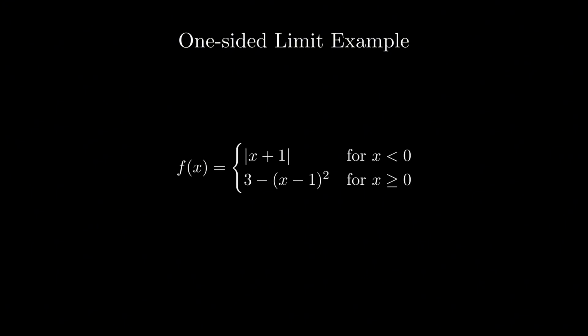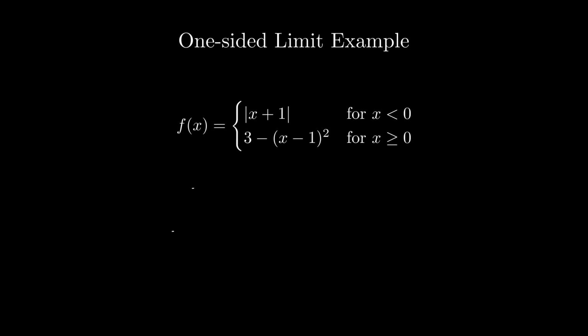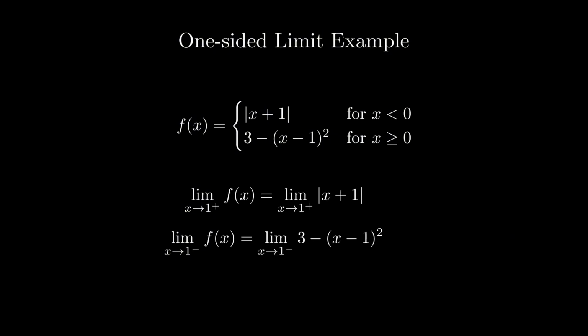Alright, so now we're going to do an example calculating left and right-handed limits with the function on screen. To find the limits of piecewise functions as x approaches 0, we calculate the left-handed limit using the top function since we have to use values smaller than 0, and the right-handed limit using the bottom function since we have to use values larger than 0.